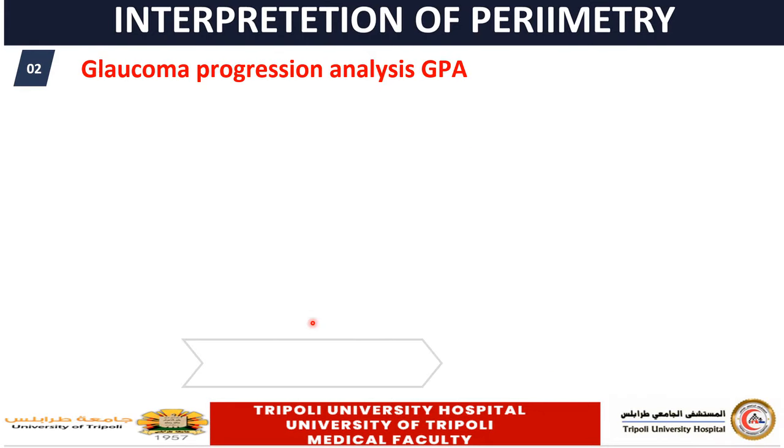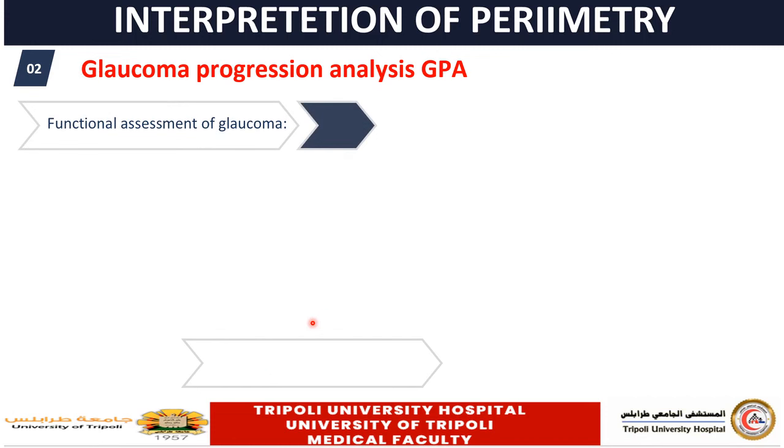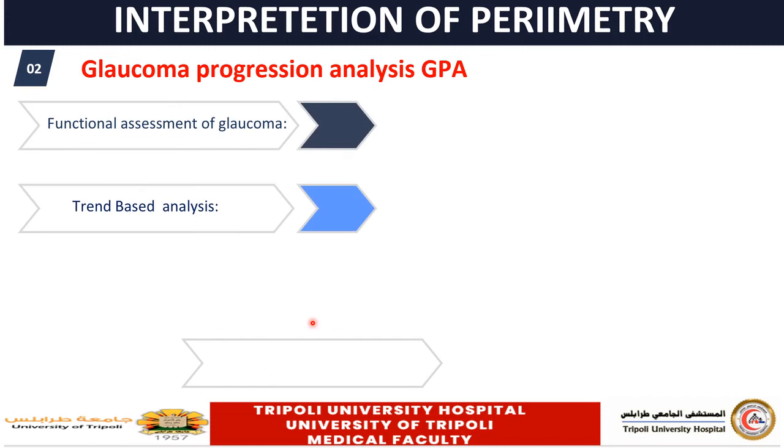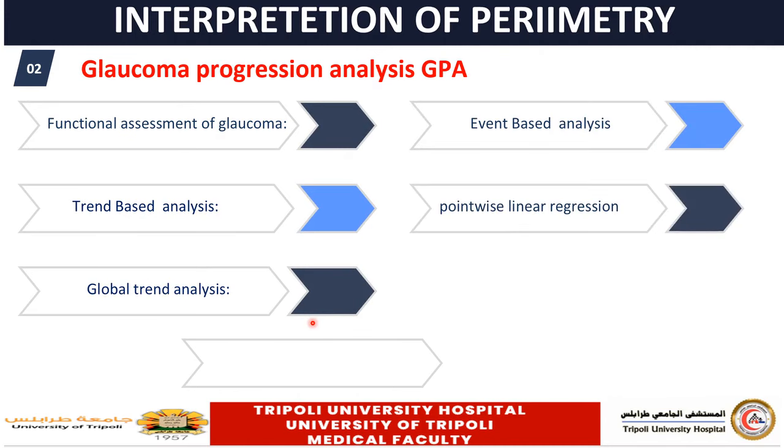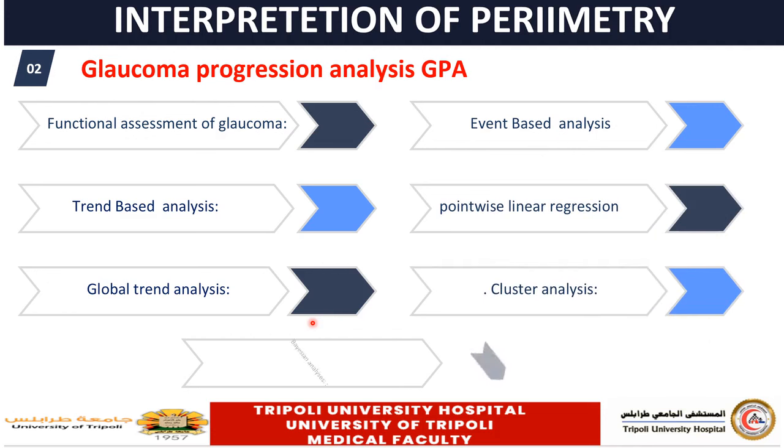You can see here the different types of analysis that is done in glaucoma with different machines, either Octopus or Humphrey. There are different types of analysis, and each one has specific advantages and disadvantages. The functional assessment of the glaucoma, the event-based analysis and trend-based analysis, point-wise linear regression, global trend analysis, cluster analysis, and Bison analysis. We will choose some of these and speak a few words about them. Those who are interested can read more about this, and I will leave a reference for this.